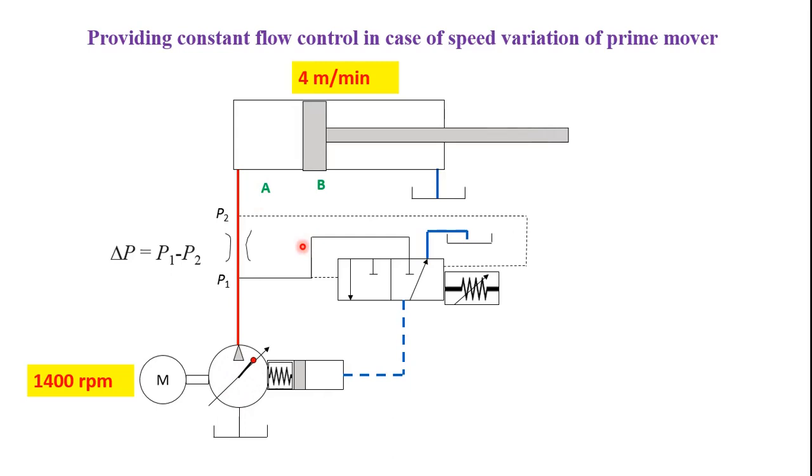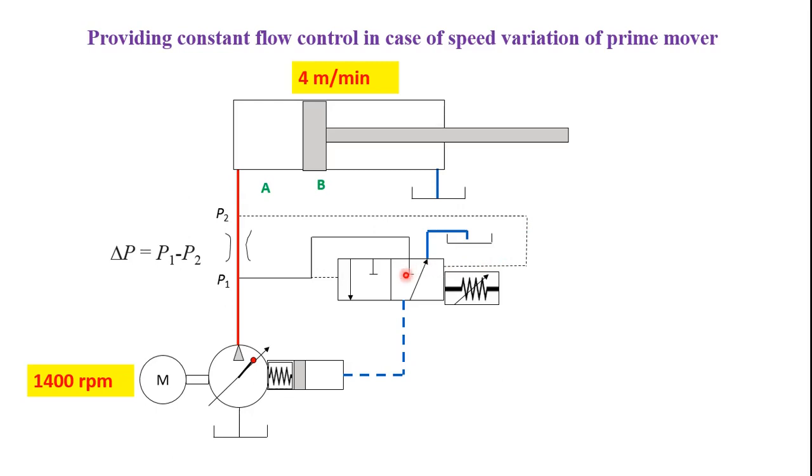Now suppose the speed of the prime mover increases to 1500 rpm, then the flow rate will also increase. Now, since the quantity of fluid flowing is proportional to the square root of the pressure drop over the orifice, that is delta P, as the flow rate increases, delta P will increase, which in turn increases P1. And therefore, the pressure at the left side of this control valve will be more than the total pressure at the right side of this control valve. And hence, the control valve will undergo pressure unbalance and will therefore open.